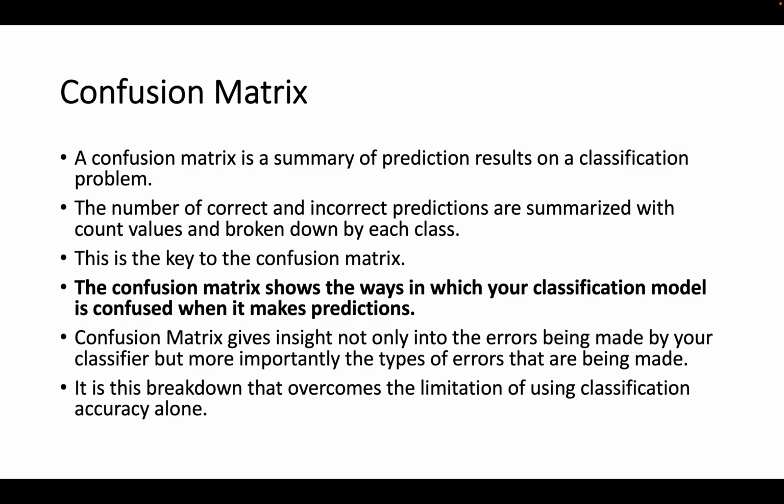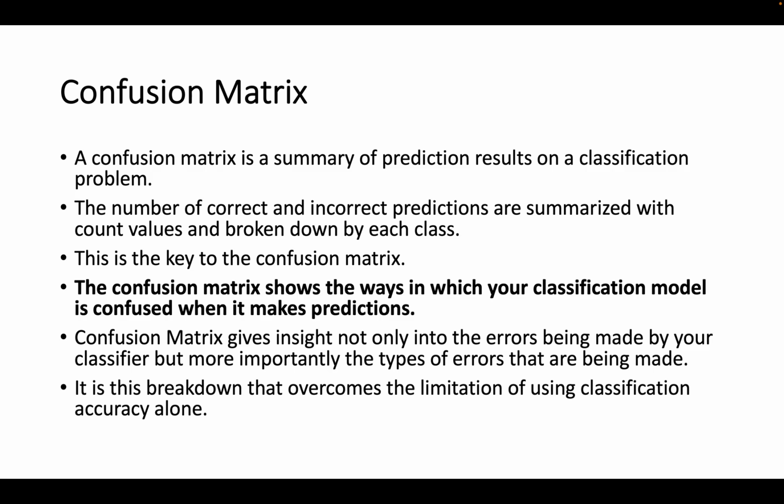So दिमाग में बिठा दो. It is a diagrammatic representation of all the outputs that a model is gonna give. Confusion matrix shows the ways in which a classification model is confused when it makes a prediction. It is not always confused, but what they mean by confusion मैं समझाता हूँ. Confusion matrix gives the insight not only into the errors being made by a classifier, but more importantly the type of errors that are being made.